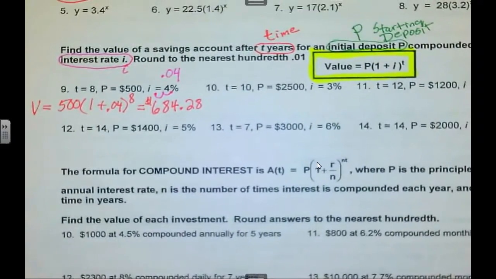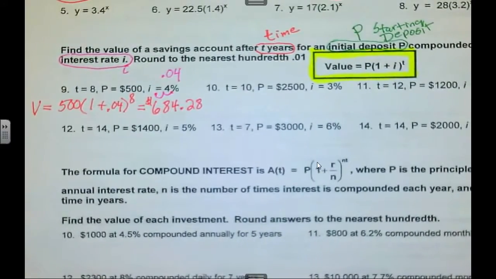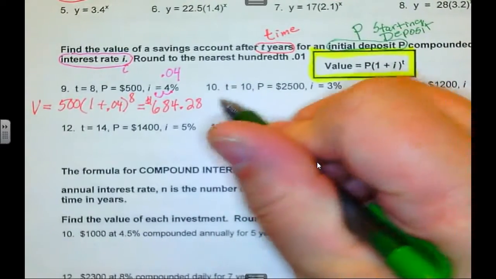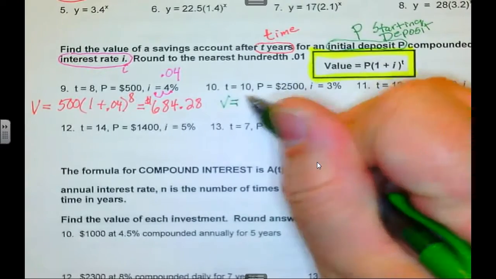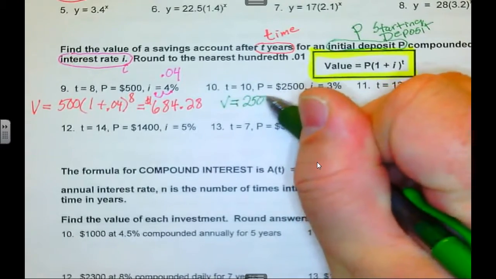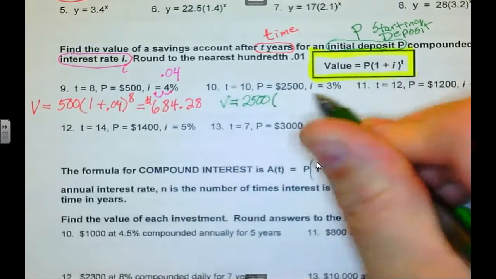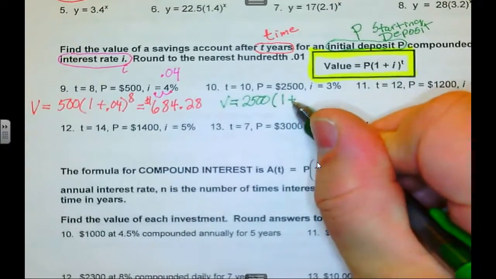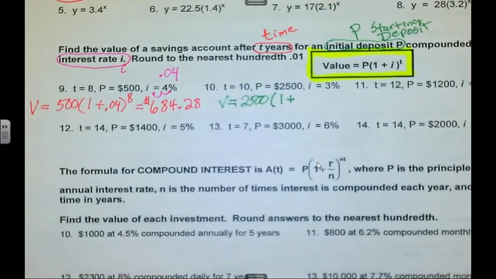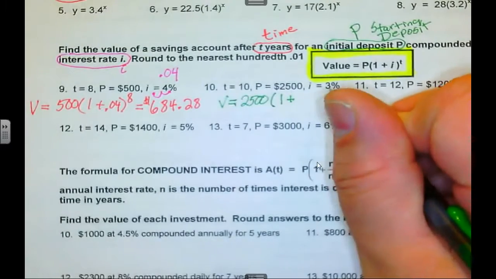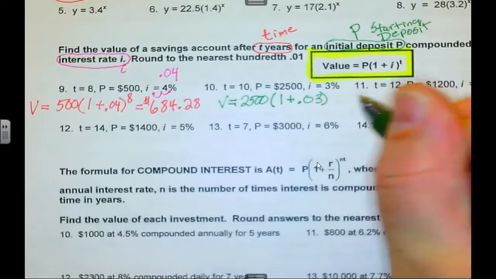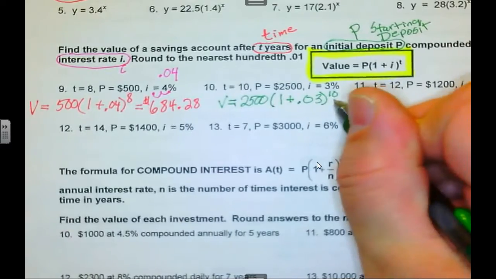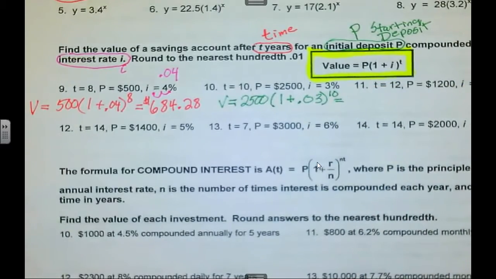Number 2, or 10. The value equals the initial principal, which is $2,500, times 1 plus my interest rate, 3%. Change it to a decimal. Move it over 2 places. 0.03 raised to the 10th. Put all that in your calculators.